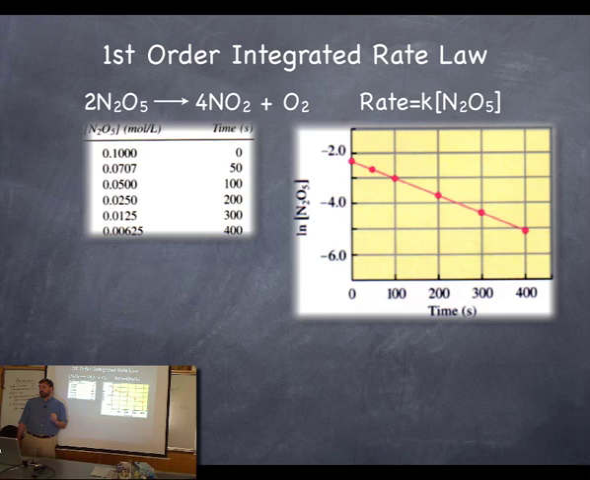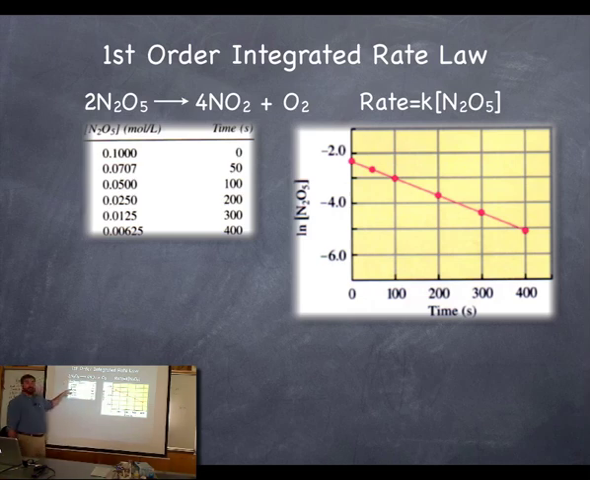Wait, how do we do this? Press the button next to 4, and then you put 1. So at time 0, if you did ln of 0.1, you get something like negative 2.3, right? Negative 2.4, 2.2, 2.3, something like that. Great. So see, that's what they did. Here's our negative 2.3.